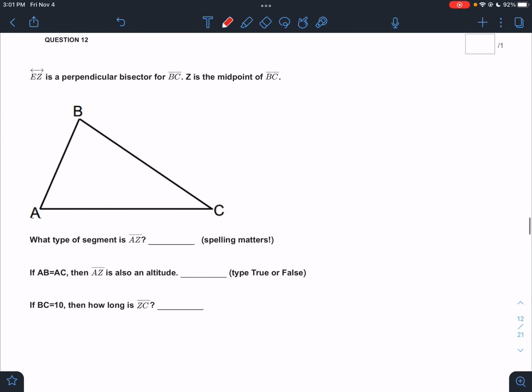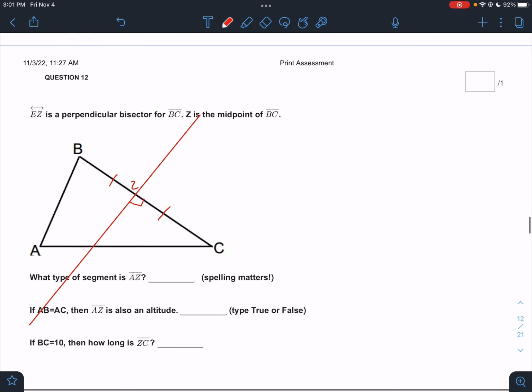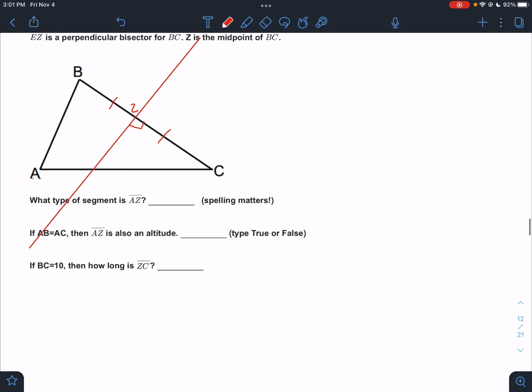EZ is a perpendicular bisector for segment BC. So perpendicular bisector has to hit the midpoint at a right angle. So EZ is a perpendicular bisector for BC. Z is the midpoint of BC. Okay, so there's Z. What type of segment is AZ? Well, if I connect A to Z, what have I just drawn? Vertex to midpoint is going to be a median.